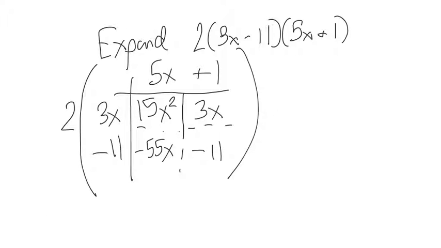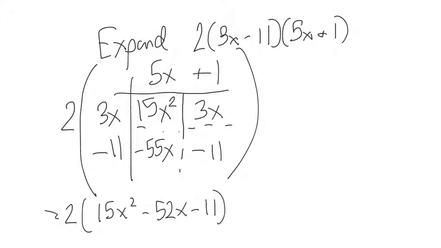So this becomes 2 times 15x squared minus 52x minus 11. Again, that 52 came from adding along the diagonal. 3x minus 55x is negative 52x. Okay.